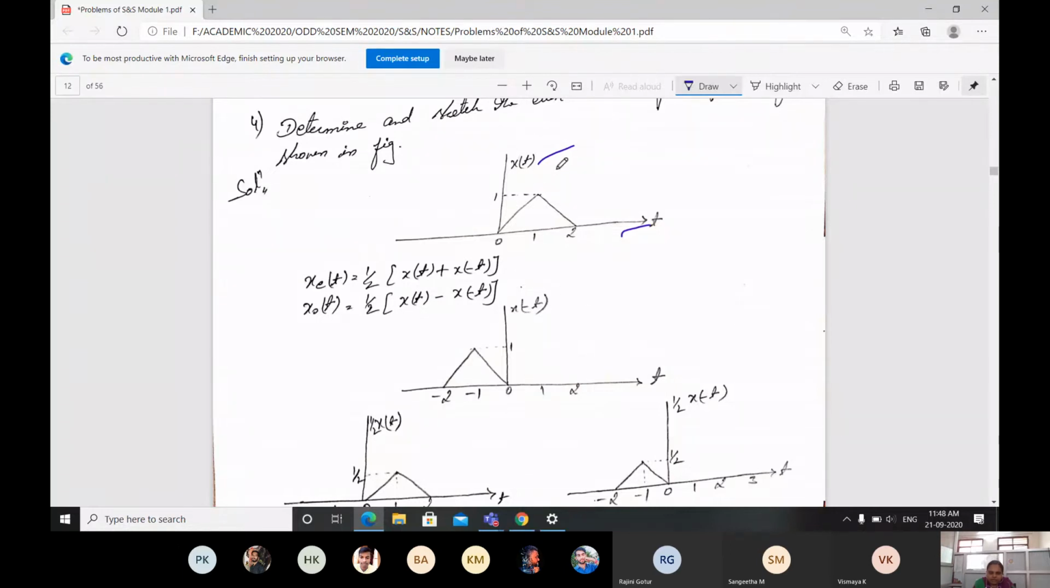Here x of t is already given. We have to find what is x of minus t.